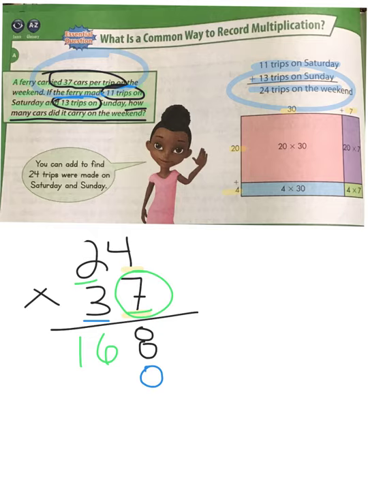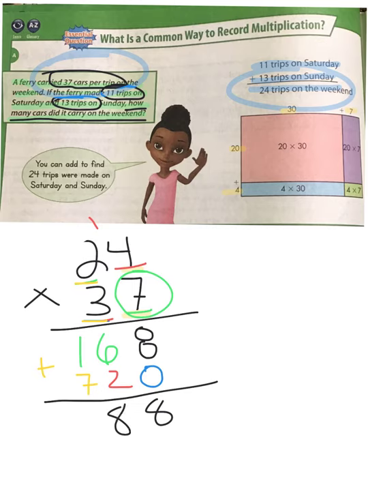So now we are going to multiply our tens place by our ones place. So we've already placed our 0. So we know 3 times 4 is 12. Put down your 2 and regroup your 1 over both tens. Now we are going to multiply 3 times 2, which is 6, plus 1 more is 7. Last step, we are going to add the digits together. 8 plus 0 is 8. 6 plus 2 is 8. And 1 plus 7 is 8.